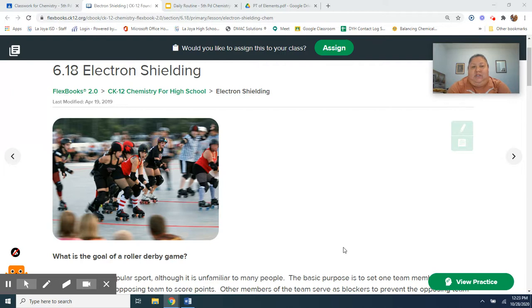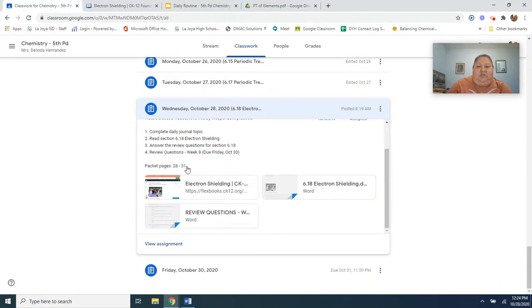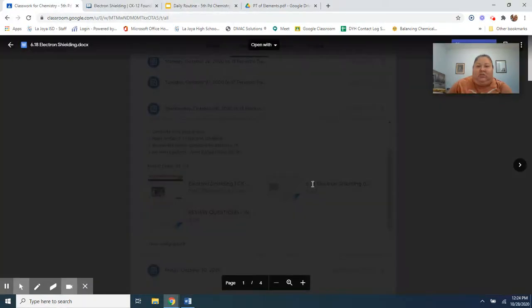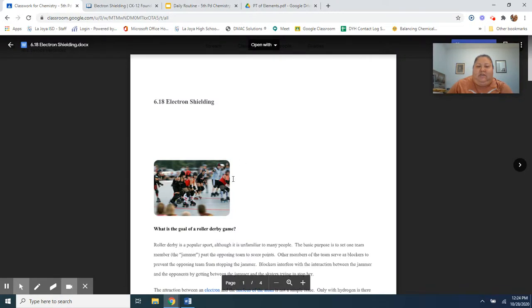Today's topic is 6.18 electron shielding. In your packet, if you have your packet, we're on pages 28 to 31. If you don't have the packet, you can click on this link and it gives it to you.